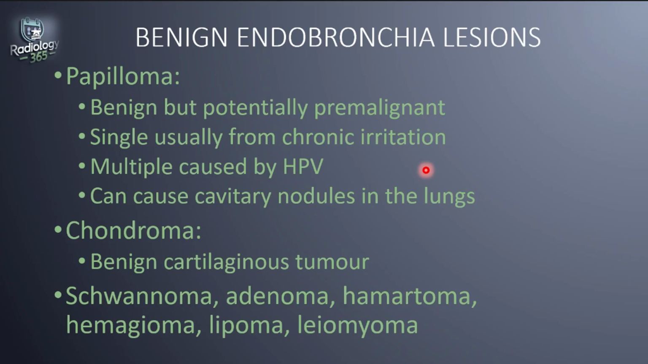Another benign endobronchial lesion is a chondroma. Chondro is cartilage, so that also makes sense since the trachea and the bronchi are made of cartilage. So a chondroma is a benign cartilaginous tumor that rarely may occur in the airways. Other benign endobronchial lesions include schwannomas, which are of nerve origin, adenomas, of glandular tissue origin, hamartomas, hemangiomas of vascular origin, lipomas of fat origin, and leiomyomas of smooth muscle origin. We realize that all these tissues can be found there and so can cause tumors in that area.